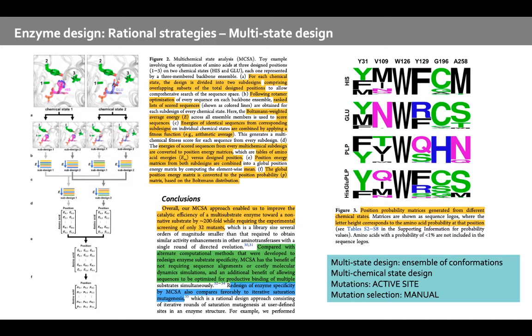For example, at position 126, it's pretty obvious that a tryptophan should be included. And by doing so, they were able to increase the enzyme activity towards a non-natural substrate by 200-fold. And thanks to the development of this computational approach, experimentally, only 32 mutants had to be screened for activity.